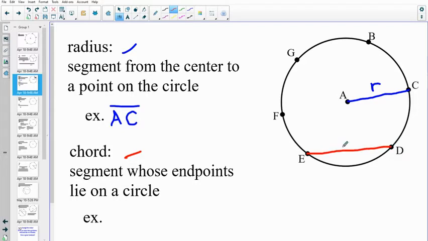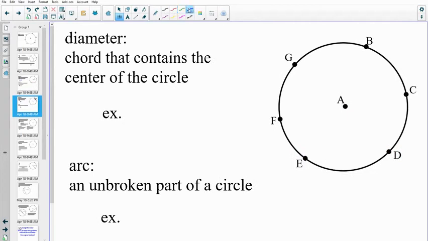This is just one example. Of course, there's a lot of different ones that I could draw. B, E, F, D, G, D, B, E, I think I maybe said already, but the one that I've got drawn on this diagram is segment ED, and segment ED is just one of the many chords on this circle. Another term that you have seen before is diameter.